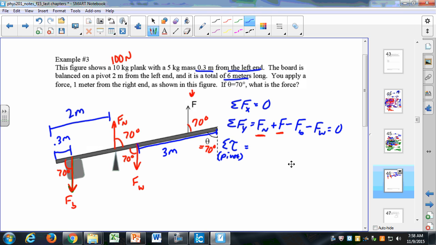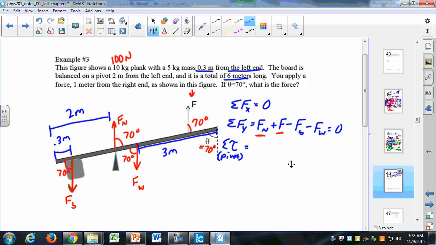Let's see. So at the pivot, I have three different torques. I have the torque due to this force, and this force. Some of them are going to give clockwise, some will give counterclockwise. Let's start with this force. Clockwise or counterclockwise? All right, that's counterclockwise. So this will be positive. This will be a negative torque. And this one, positive or negative? That's counterclockwise, right? So that's positive. So let's start with F up here.